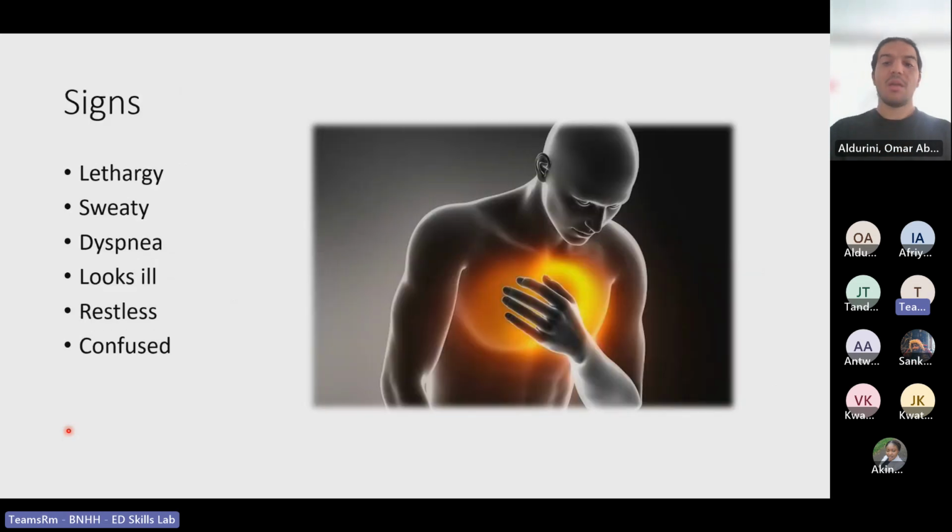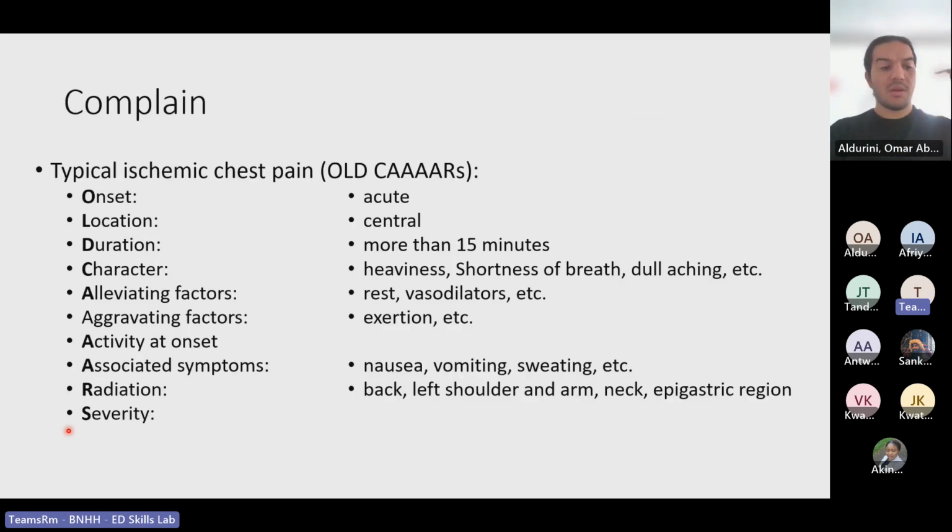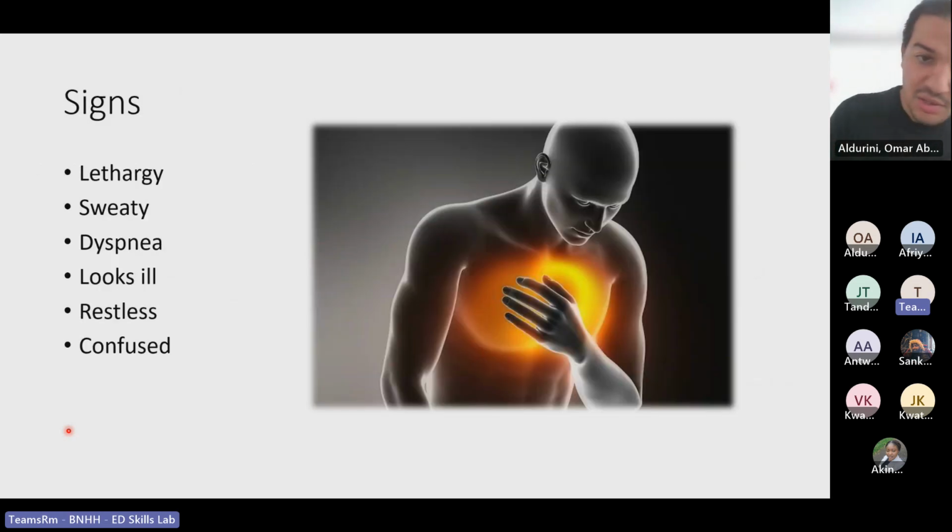Okay. So these are the points of the complaint. If you can put these puzzle pieces together, then you have a very good suspicion for acute ischemia, and then you will look for signs.